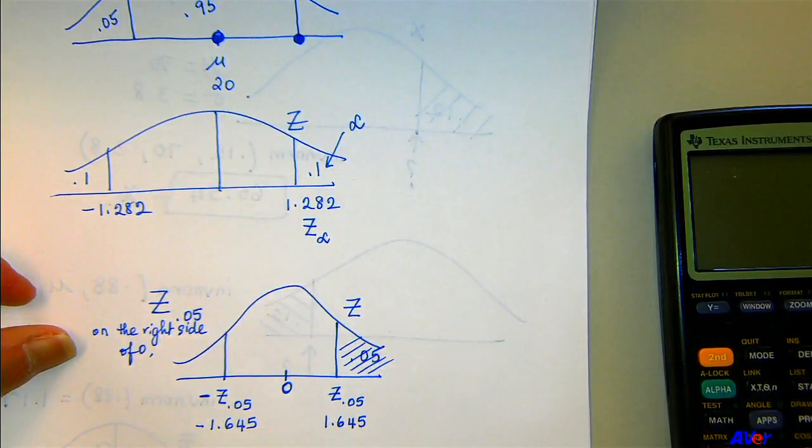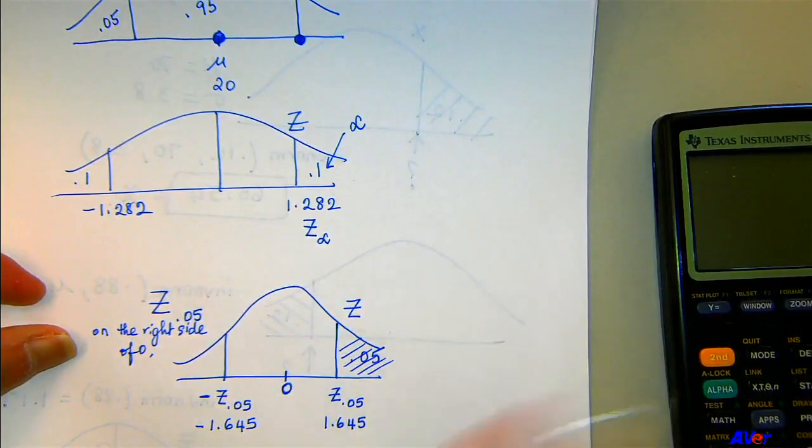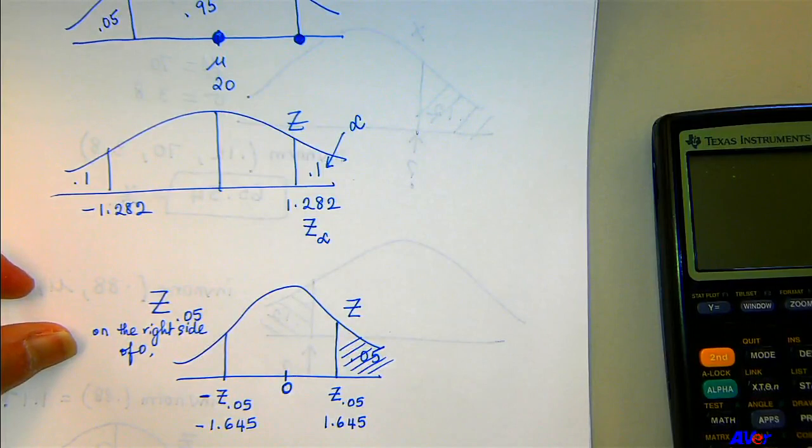Follow me? So this is like your alphabet right now. We're going to start using these z alphas and z alpha over 2 very freely. So make sure that you understand that when alpha is in the right tail, z alpha is the cutoff on the right side. Get it? No? Wait, can you say that again?